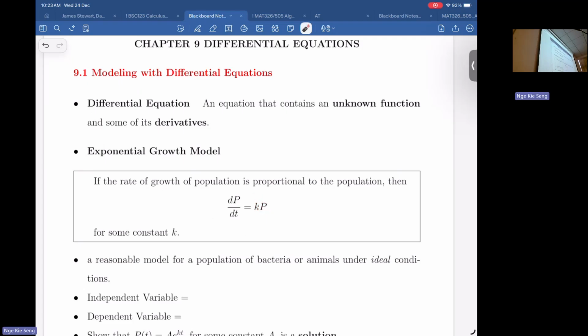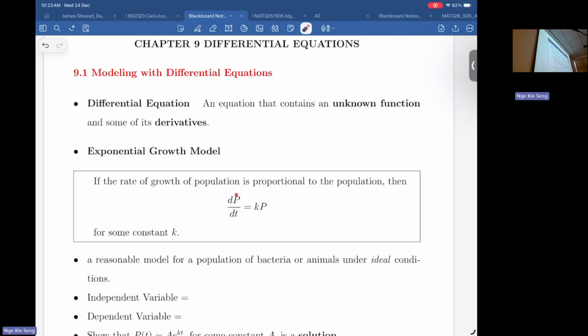This is a reasonable model, especially for bacteria or animals under some ideal conditions. Meaning, the change of your population with respect to time is linearly proportional to your population. Does it make sense? Okay, so you assume that you will grow proportionally.